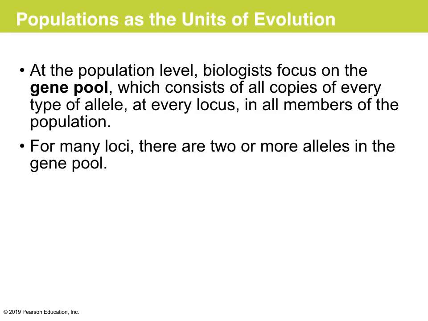At the population level, biologists focus on the gene pool. That's all the copies of every type of allele at every locus in all members of that population. So for many loci, you've got 2 or more alleles in the gene pool.